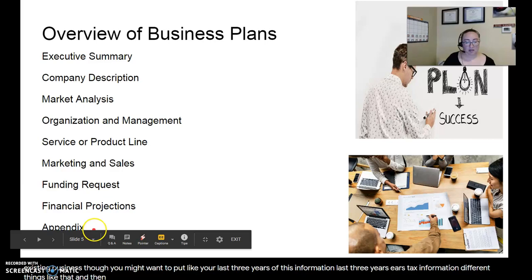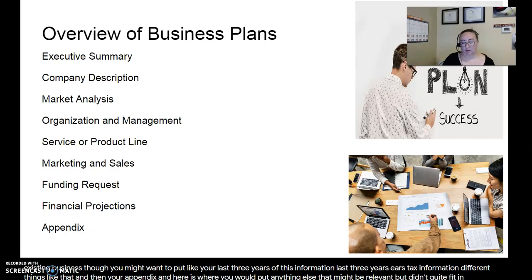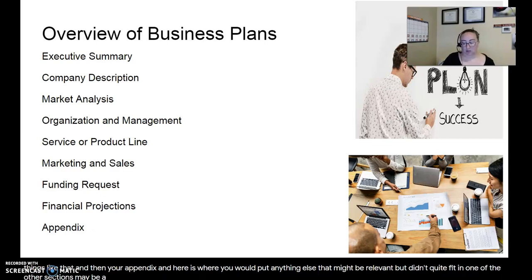And then your appendix, and here is where you would put anything else that might be relevant but didn't quite fit in one of the other sections. Maybe additional resumes, maybe your business licenses, different things like that.